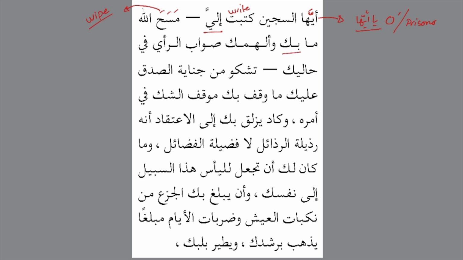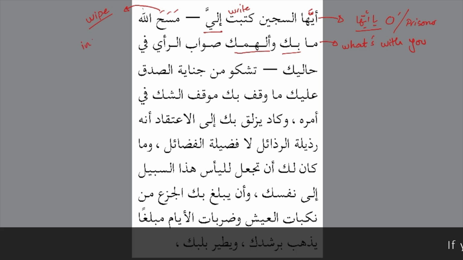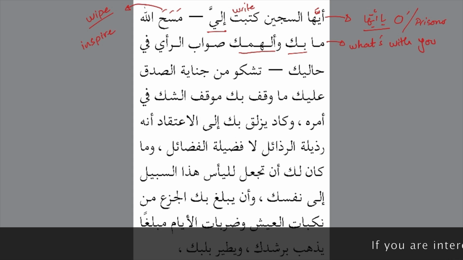So ma bika, like in Arabic you say ma bika, meaning what you're going through, what's happening with you. For example, Ana a'rifu ma bika: I know what's happening with you, I know what's going on. And in fact, you can even ask it as a question as well. You can say, Ma bika ya akhi? What's wrong? What's happening with you? Wa alhama. Alhama means to inspire, to send some sort of inspiration. Inspire. Sawab al-ra'i.